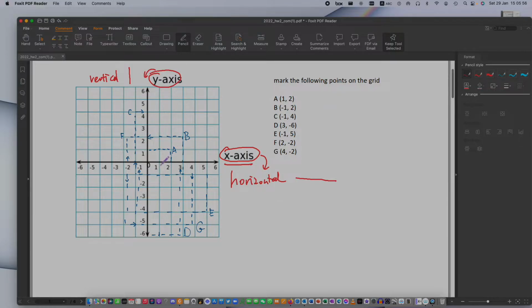After you have your x-axis label and y-axis label, you need to label the scale. Can you see how you label the scale? Basically you start from 0. This point is called the origin. If you don't know, you need to know by now. From 0 you go to the right hand side, where 1 unit is 1. Can you see 1, 2, 3, 4, 5, 6?